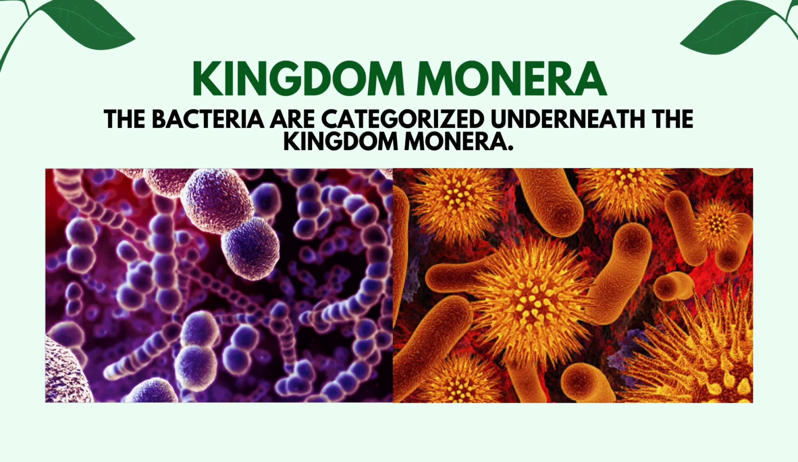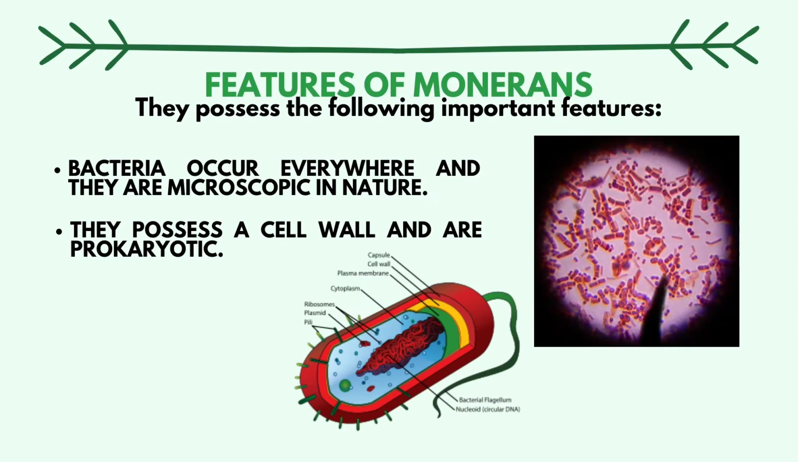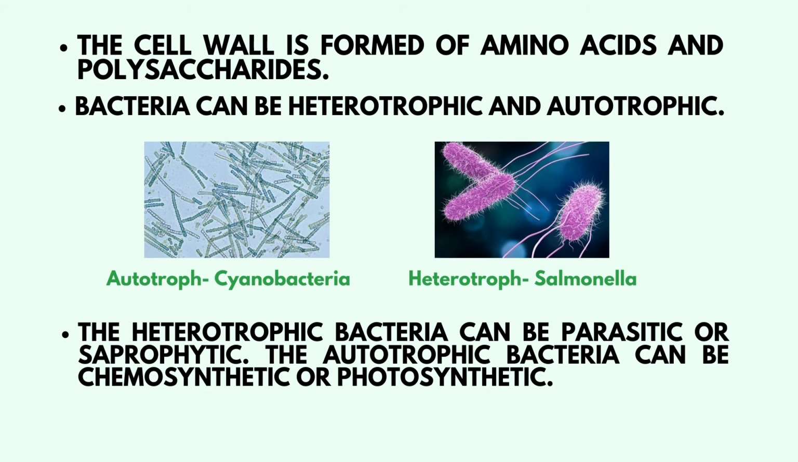Kingdom Monera. The bacteria are categorized under the Kingdom Monera. Kingdom Monera possess the following important features. Bacteria occur everywhere and they are microscopic in nature. They possess a cell wall and are prokaryotic. The cell wall is formed of amino acids and polysaccharides. Bacteria can be heterotrophic and autotrophic. The heterotrophic bacteria can be parasitic or saprophytic. The autotrophic bacteria can be chemosynthetic or photosynthetic.